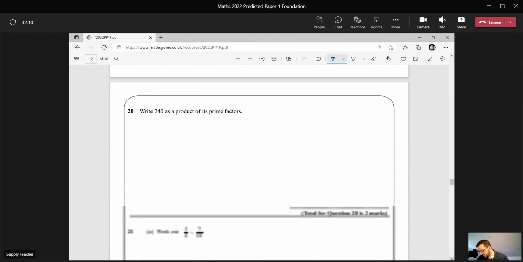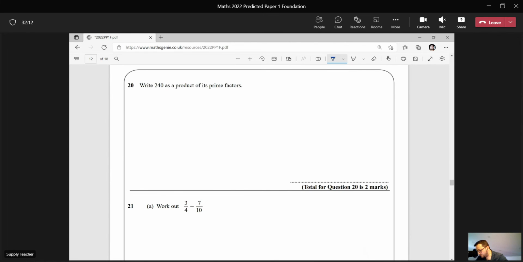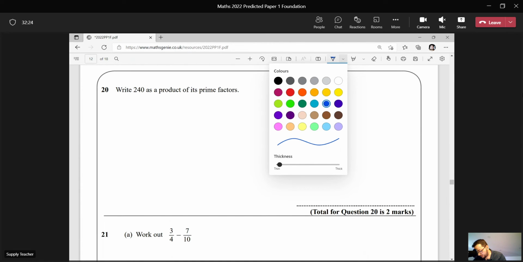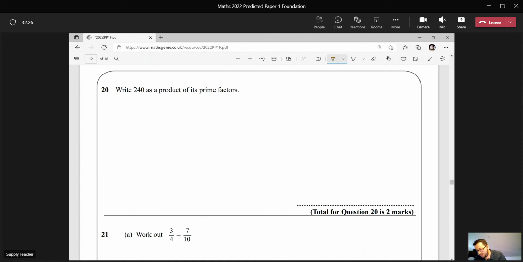Okay. Alright, so number 20, we want to write 240 as a product of its prime factors. Okay, so the first thing I might do is just have a little list of primes in my back pocket. So let's just draw them on the side. So my prime numbers, the first one is 2, then it's 3, 4 is not one because it divides by 2, 5 is one, 6 is not one, 2 and 3 go into it, and you can just keep going for a bit. But normally I would guess you don't need to know more than up to 11. So we'll just keep them in our back pocket.